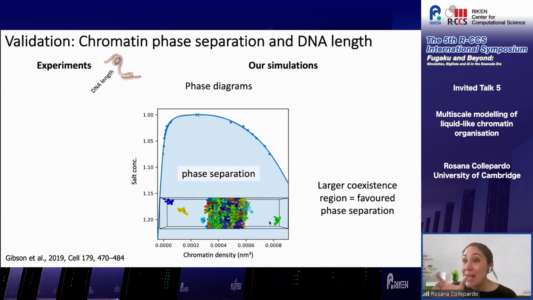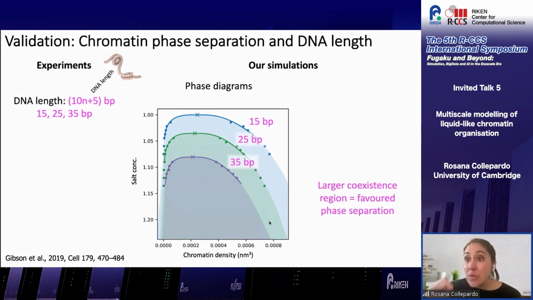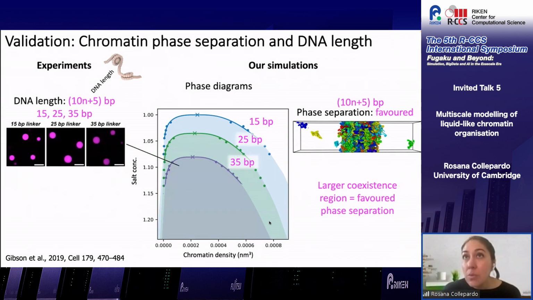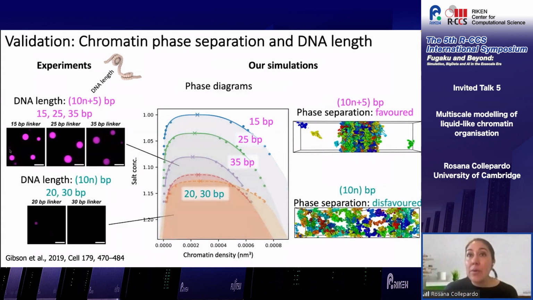So in the experiment, the length of the DNA connecting successive nucleosomes was varied in the series 10n plus 5, so equal to 15, 25, and 35. And when we try those linker lengths, we see relatively big coexistence regions, which is consistent with the experiments of our collaborators seeing this formation of droplets very easily too. Now, when we try DNA lengths that are equal to 20 or 30 base pairs, now we see the coexistence regions become much smaller, which is consistent with no phase separation observed in the experiments.